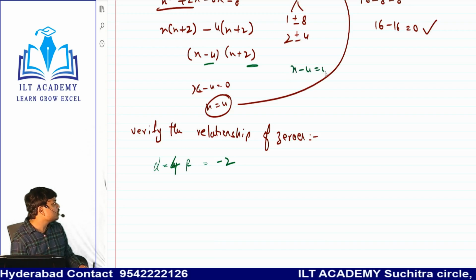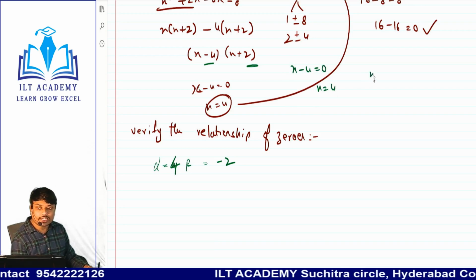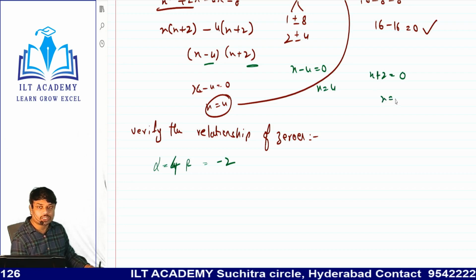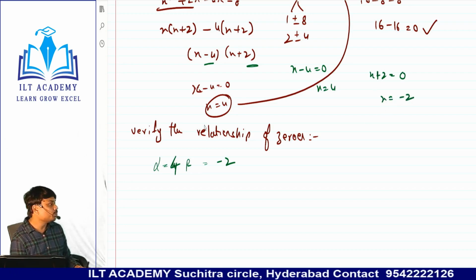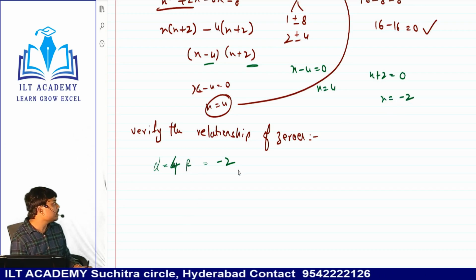So x minus 4 is equal to 0, so x is equal to 4. And x plus 2 is equal to 0, so x is equal to minus 2. Any doubts? Clear? Now we are having two zeros. One is 4 and another one is minus 2.